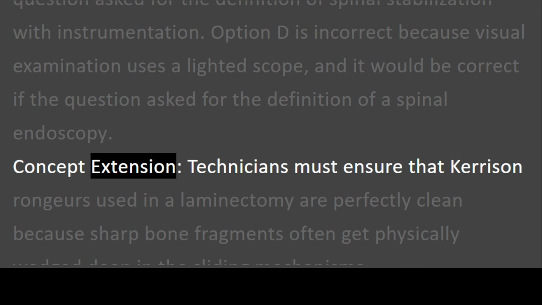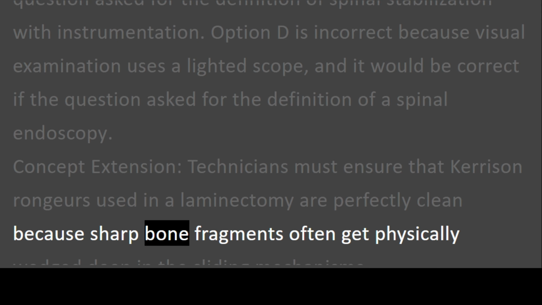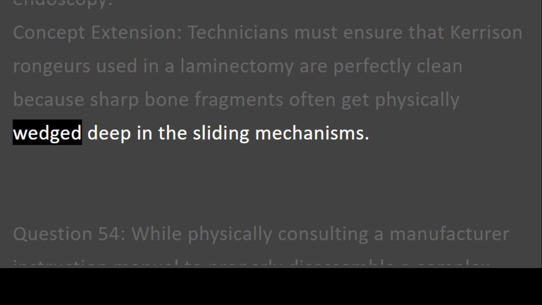Concept extension. Technicians must ensure that Kerrison rongeurs used in a laminectomy are perfectly clean because sharp bone fragments often get physically wedged deep in the sliding mechanisms.